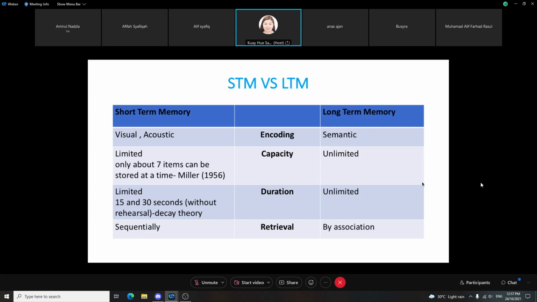So anything that doesn't go beyond 30 seconds in our memory and doesn't go into long-term memory will be gone forever from our memory, unless we get the information again and manage to store it in long-term memory. Then the retrieval method: you retrieve short-term memory sequentially. Whatever you put into your brain, you will retrieve the same way you put it in. However, for long-term memory, it's by association. You have to associate with what you have right now.